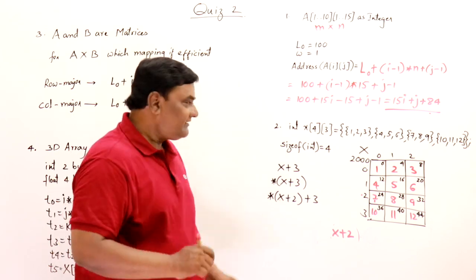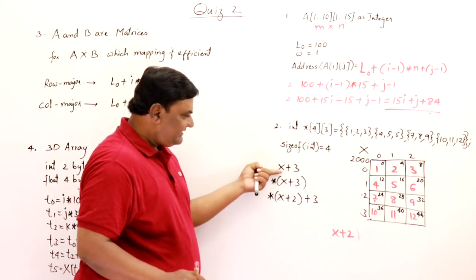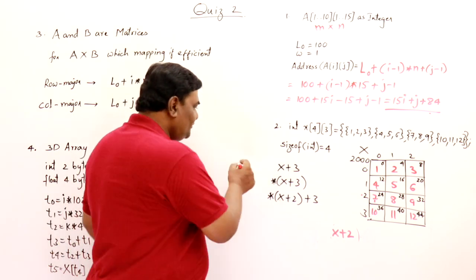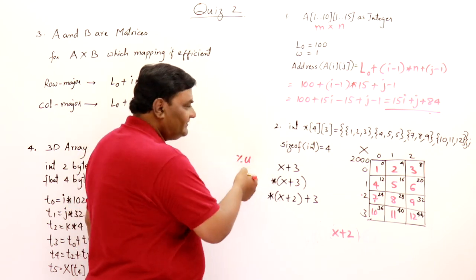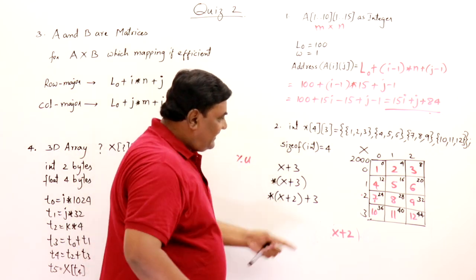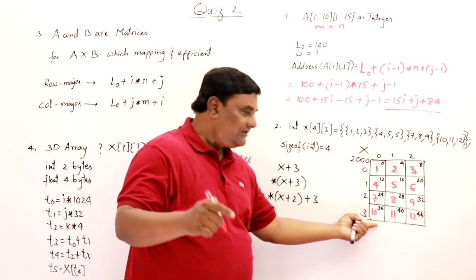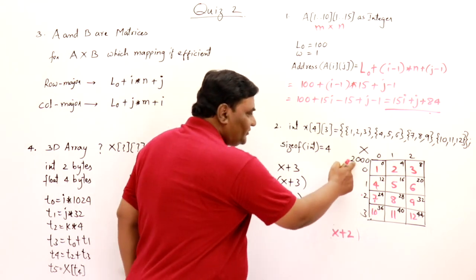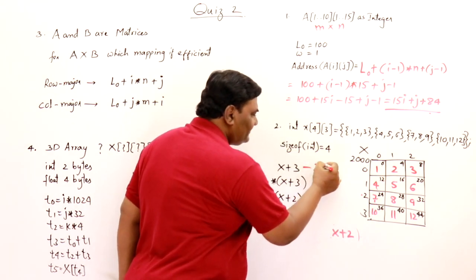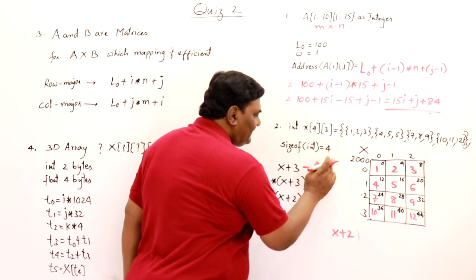So what is asked here? First thing is, what is x plus 3? Percentile u is used there for printing the address. So what is x plus 3? x plus 3 means third row, beginning address of third row. What is this? 36. So 2036. So this is 2036, right?